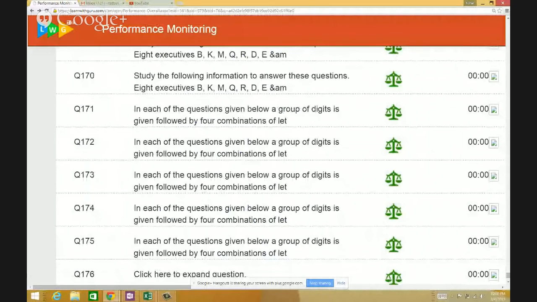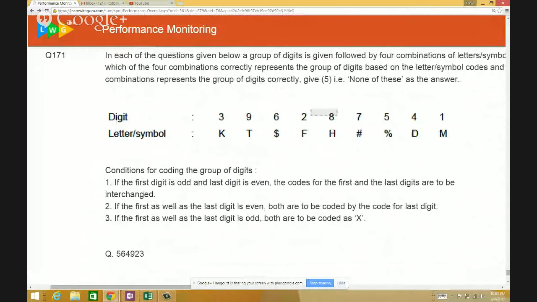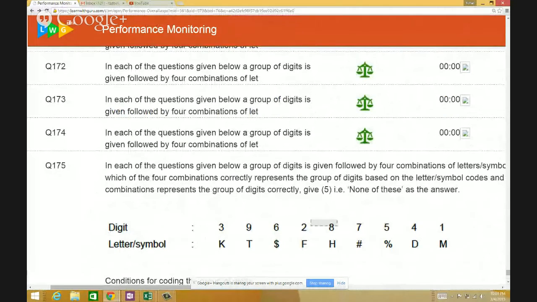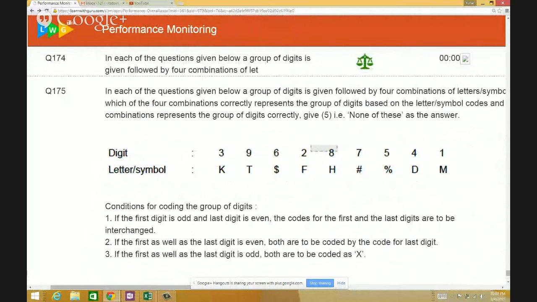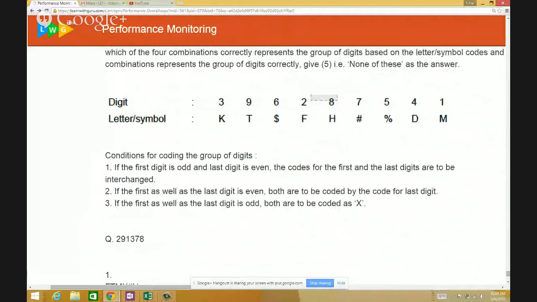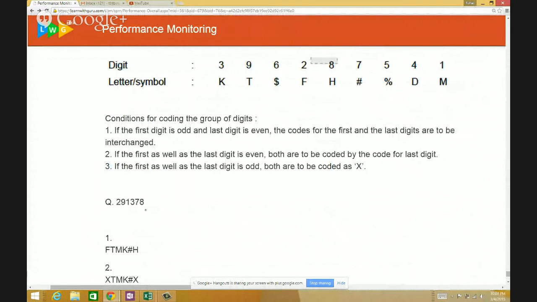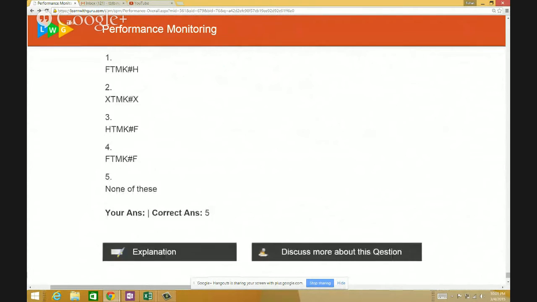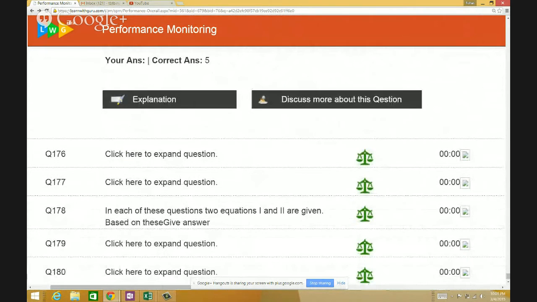171. Letter symbol code. I am sure you can do this. It's very simple. Just look at these rules and remember them. First is odd, last is even. First and last both are even. First and last are odd. So here you have first and last both even. What to do for that case? Both are to be coded for the first digit. First digit is 2. 2 is F. So FF. So the option should have F and F starting and in the end. Just confirm the remaining, because you may have none of these. So that's very straightforward.